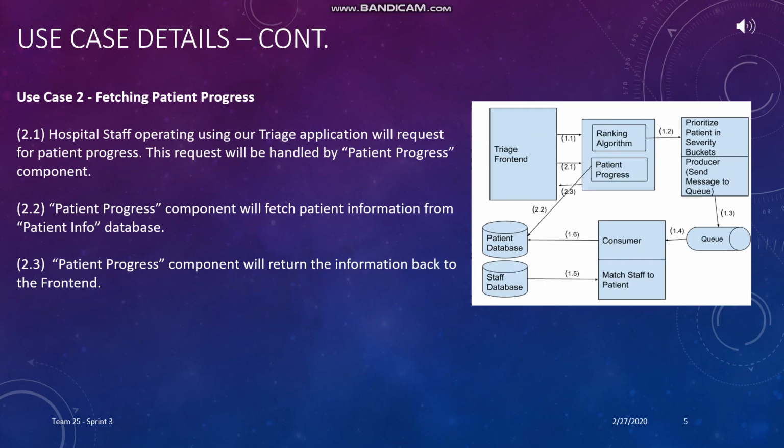Now let's see the details for use case 2, fetching patients' progress. The hospital staff operating our triage application will request patients' progress. This request will be handled by the patient progress component. The patient progress component fetches the patient's information from the patient database, and then returns the information back to the front end.